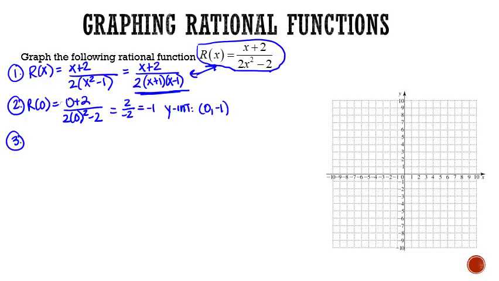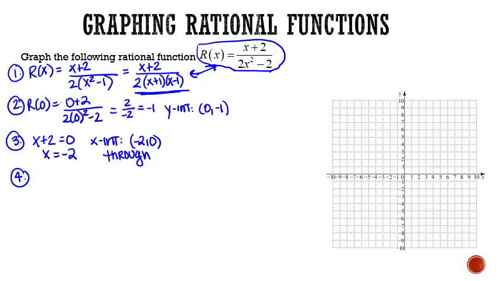Step 3 is to find the x-intercepts, and those occur when the numerator equals 0. So that means we have an x-intercept at (-2, 0). This has a multiplicity of 1, so that means that the function will go through at that x-intercept.